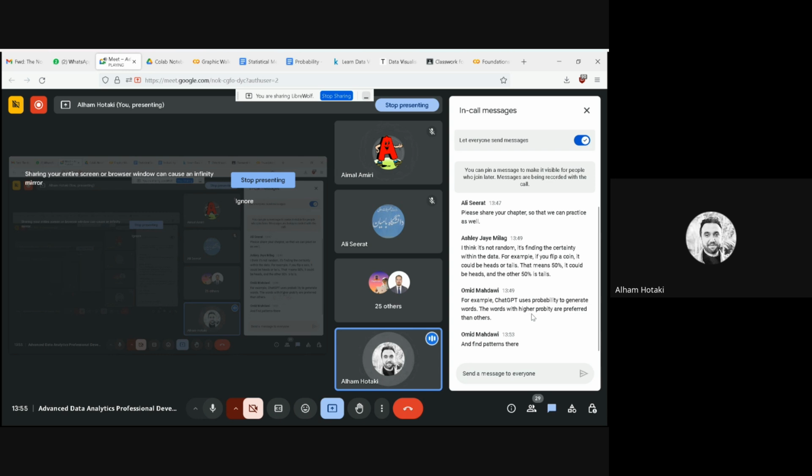The words with higher probability are preferred over others. So ChatGPT uses probability to generate words. Actually, not probability. It's something else. We will not be going toward the LLMs, large language models, but it's not a type of probability. It's a type of similarity. It's searching for similarities.